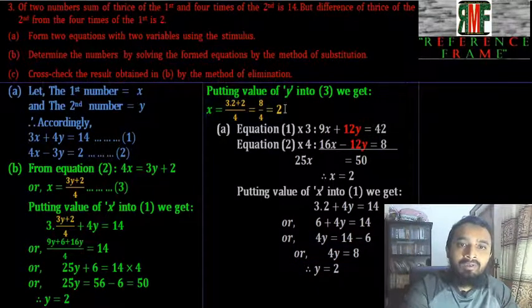Look, in B we got the value of x is equal to 2 and the value of y is equal to 2 as well. Since also in C, sorry, this is C basically.